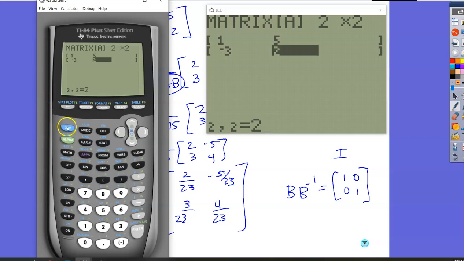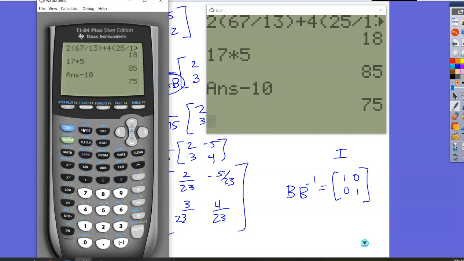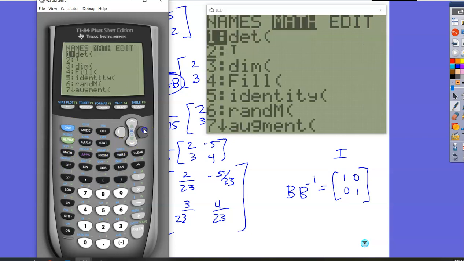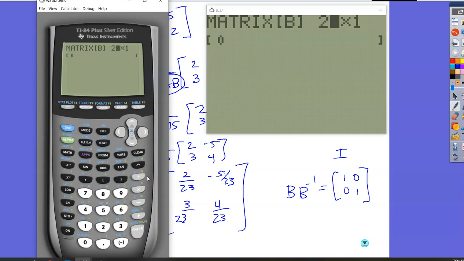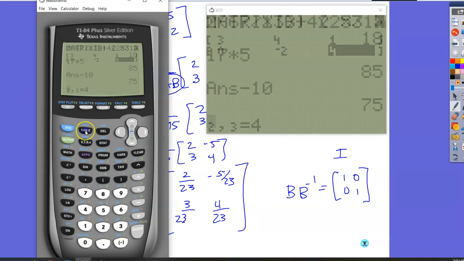You can hit quit. That's the easiest way to get out. I'm going to go back in and edit another one. So I'm going to get a matrix B ready, and I'm going to do 2 by 3. I'm just going to throw some numbers in here. 3, 4, 1, 0. I'll do a -2 and a 4. Okay, so now I have a couple matrices in there. So I'm going to quit.